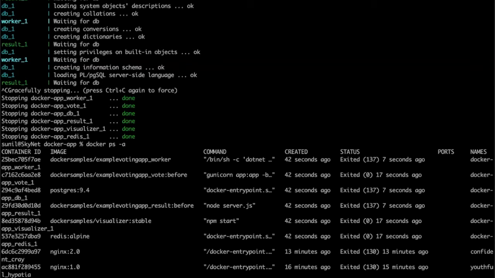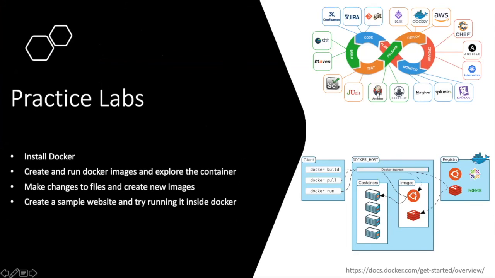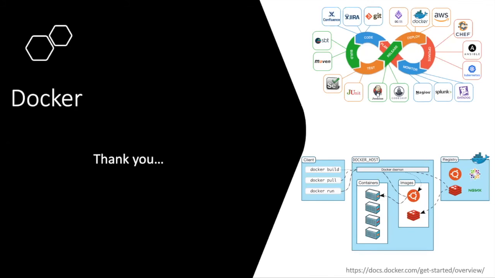Right. So that comes to almost the end of this session. There are some practice labs for you guys. If you want to practice using Docker, some tips: you can install Docker, you could create and run your own Docker images, you could explore around the container, maybe create a Dockerfile and then try creating a Docker container out of it, then create new images, and then if possible, try running a sample website inside Docker and see how rapid application development works, right?